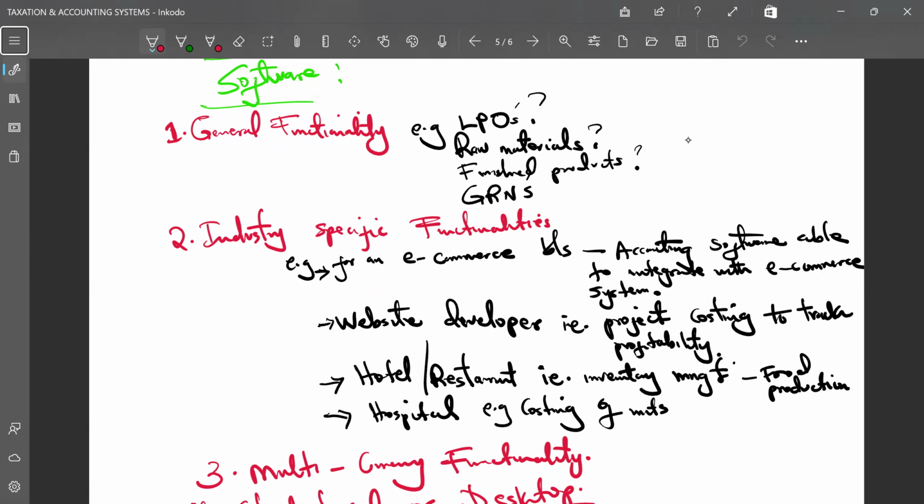Another element of functionality which I mentioned was raw materials. Are you in a business where you're working with raw materials? Do not overthink about raw materials. I know when I mention raw materials, somebody's already thinking of a very big manufacturing company. That is not the case.